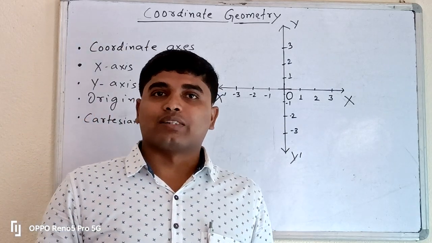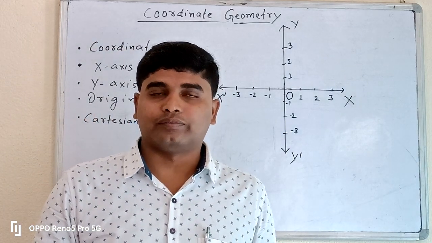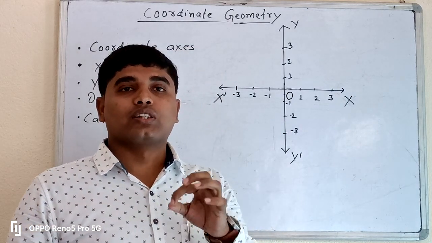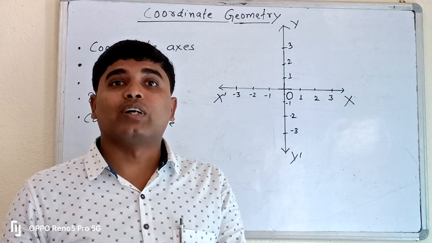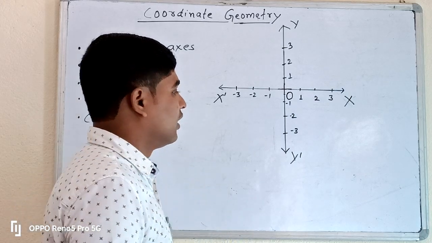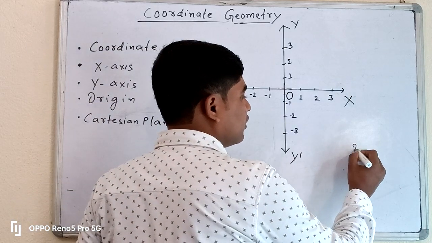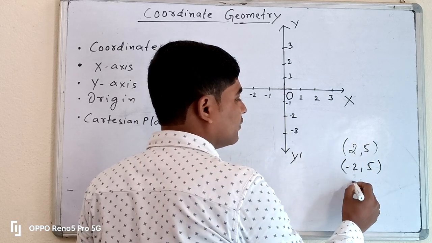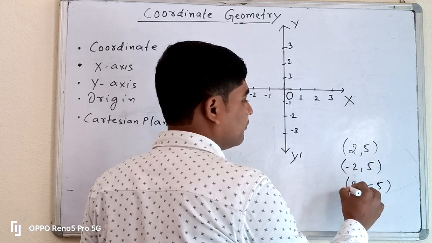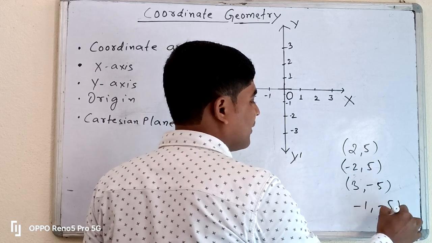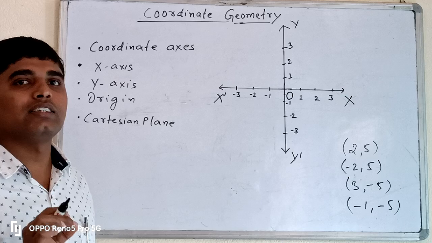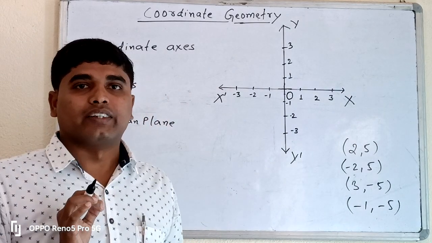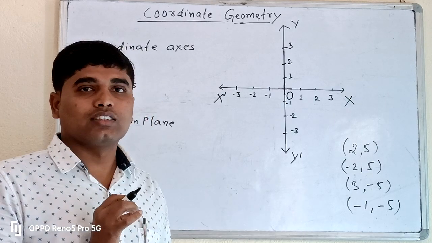Today, we are going to discuss coordinate geometry. In coordinate geometry, we have to learn the location of points on the graph, like 2 comma 5, minus 2 comma 5, 3 comma minus 5, minus 1 comma minus 5. Such types of points we deal with in coordinate geometry: the location of the points.